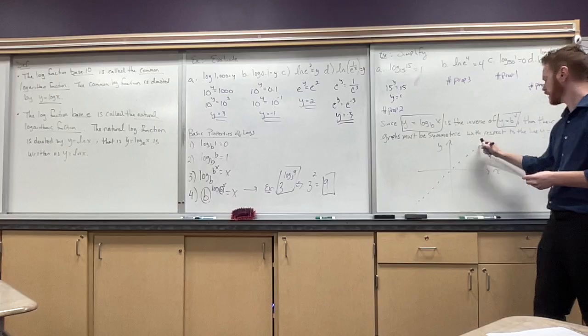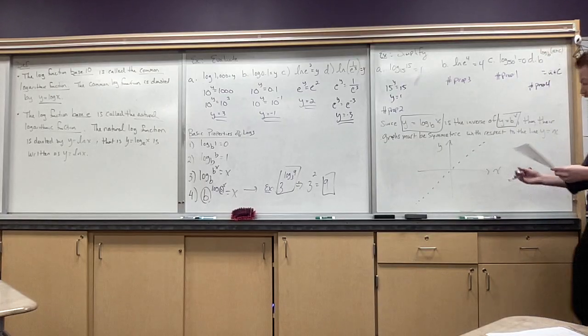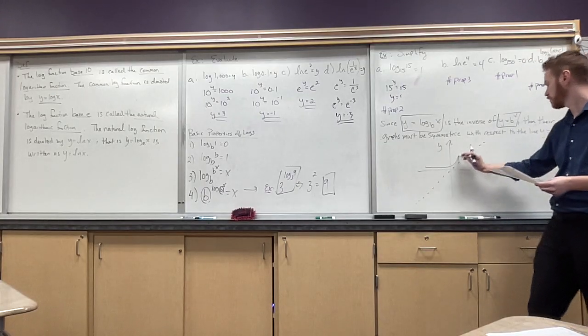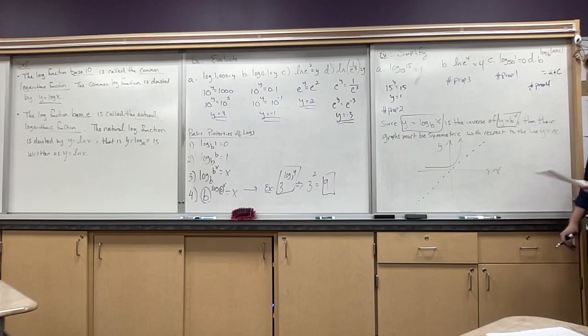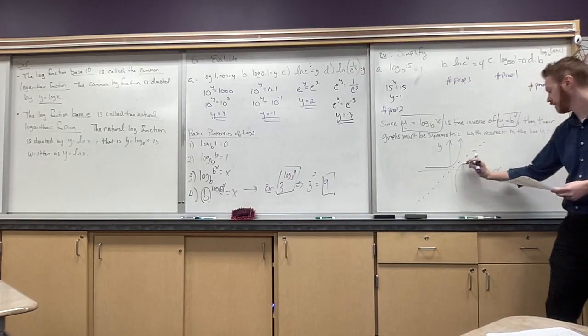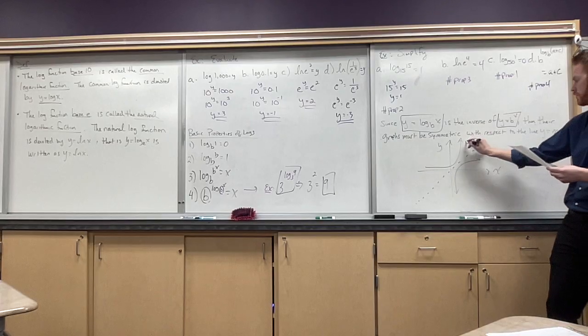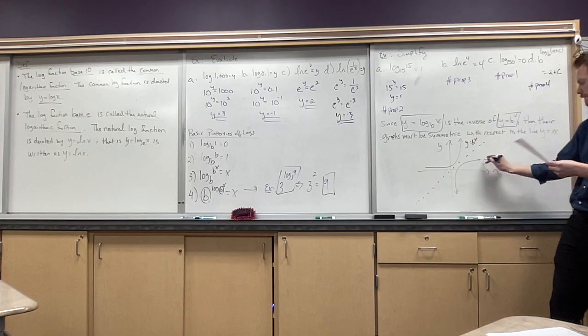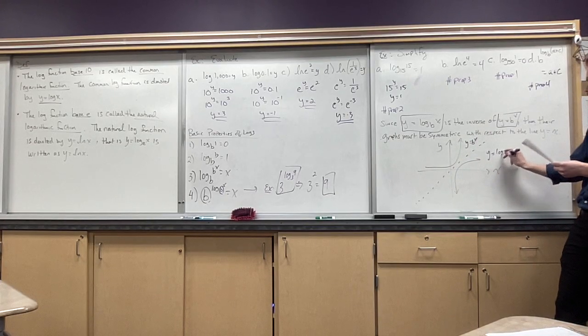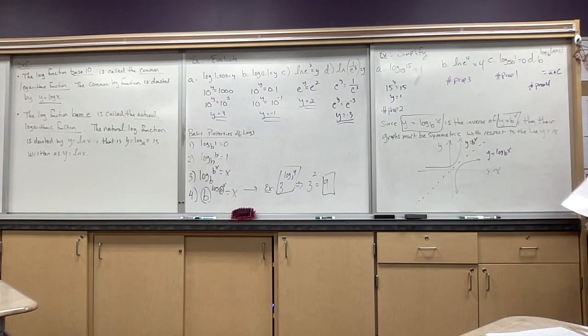So there's y equals x. Okay? Exponential, we know what that looks like. So it looks like something like this. So my log is going to look something like this. Okay? So we just put little notes here. So this is y equals b to the x. Here's y equals log base b of x. Okay? So that's what the graphs look like, which is pretty cool.